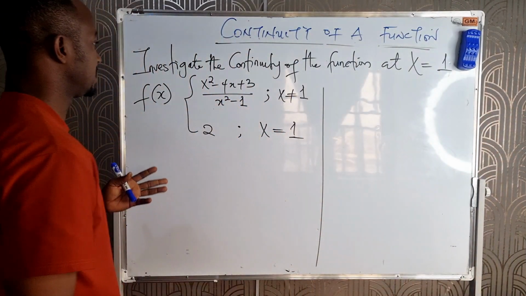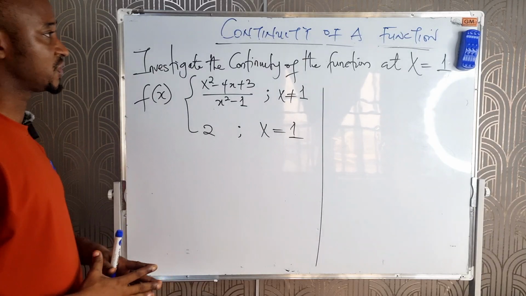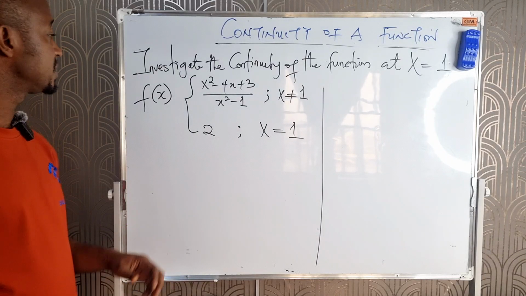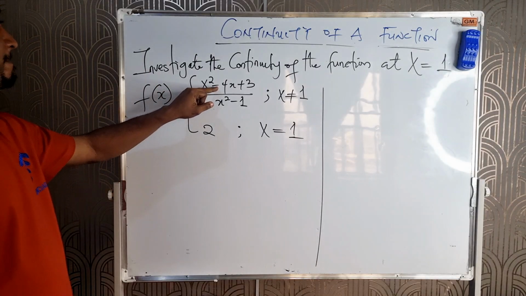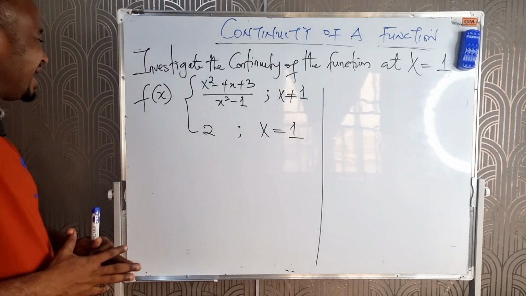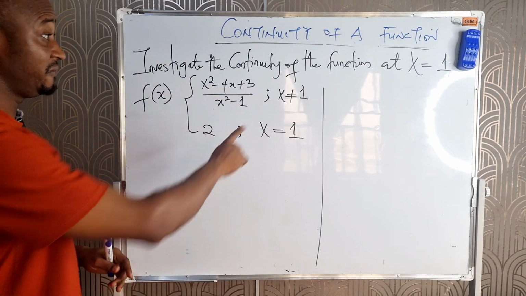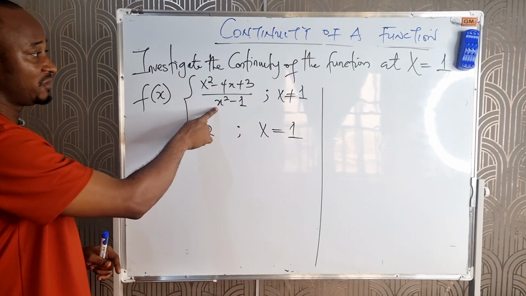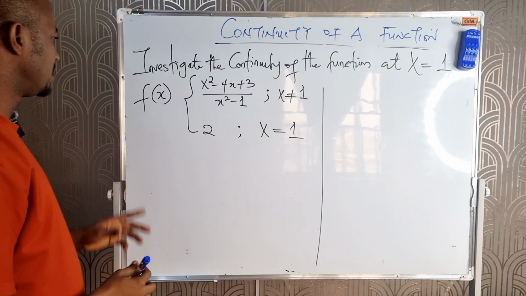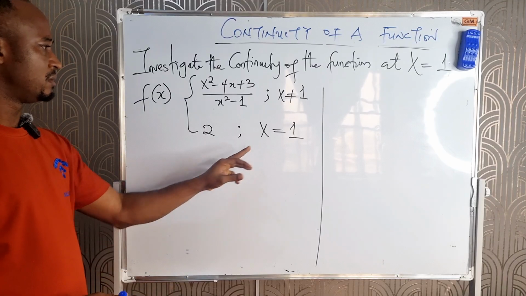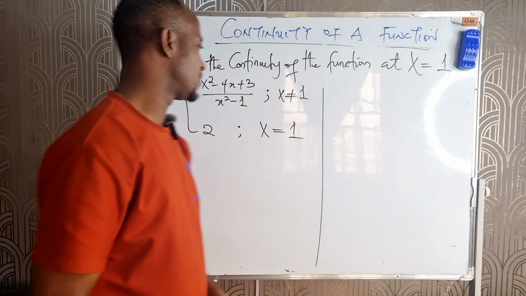We have that f of x is given as this, and we have to investigate the continuity of the function at x equals 1. All right, and f of x is given as two functions. The first function says x squared minus 4x plus 3 divided by x squared minus 1, but x must not be equal to 1, because if x is equal to 1, by the time we put the value of x as 1, that will give us an indeterminate or undefined function. The second function says 2, when x is equal to 1. But we are asked to investigate the continuity of the function at x equals 1.